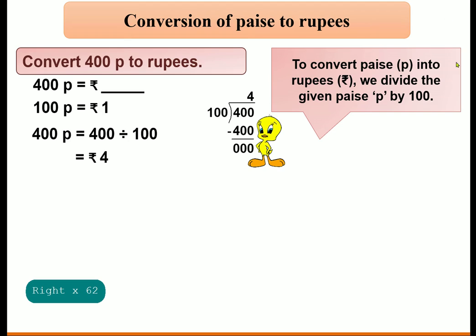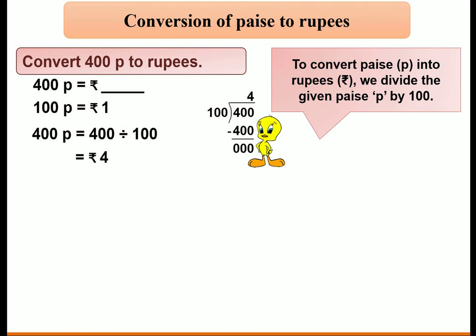You can also do it by simple division. See how to divide it. Let's look here. 100 4s are 400. Subtracting 400 minus 400 will give us 0. So 4 will be rupees and this 00 will be paisa.